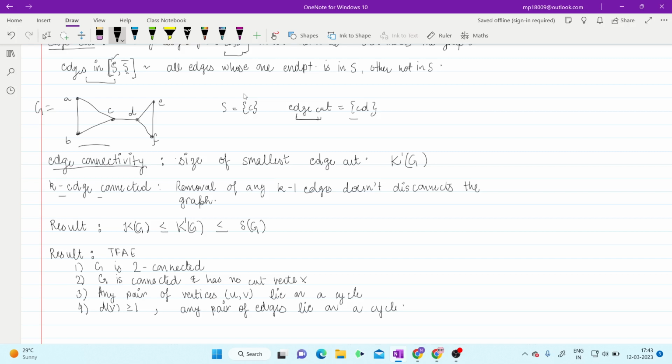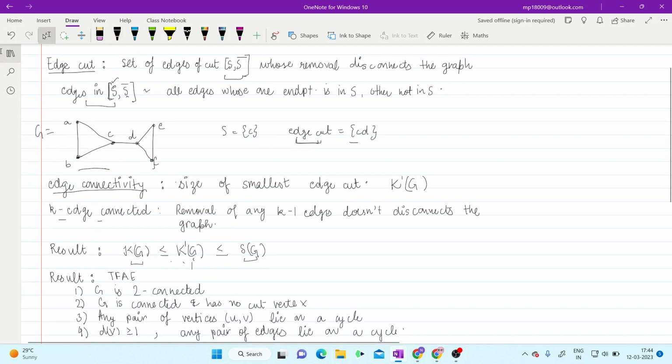And we have a nice relation between edge connectivity, vertex connectivity, and the least degree. This was done in the lecture: vertex connectivity is always less than or equal to edge connectivity, which is less than or equal to the minimum degree.